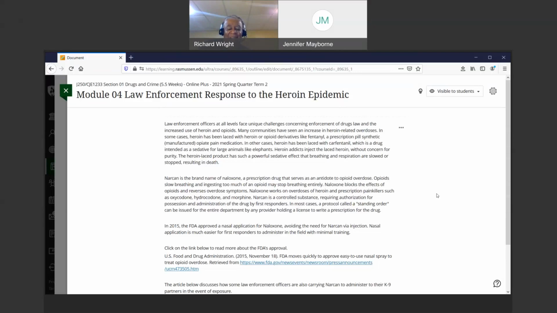Narcan is just one name for naloxone, which was prescribed to try to turn away the deadly results of ingesting opioids and heroin and things of that nature. It blocks the effects of the opioids and reverses the overdose symptoms. It is given by injection and now nasally. And it's a very expensive item.